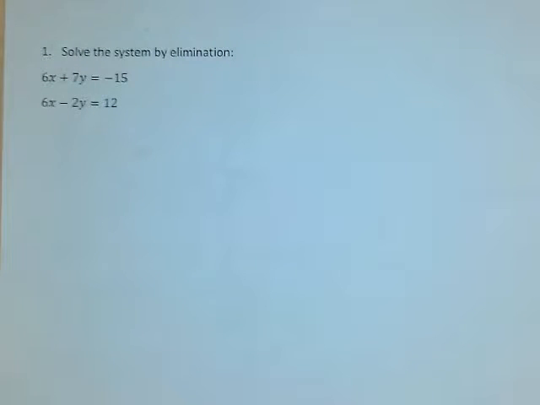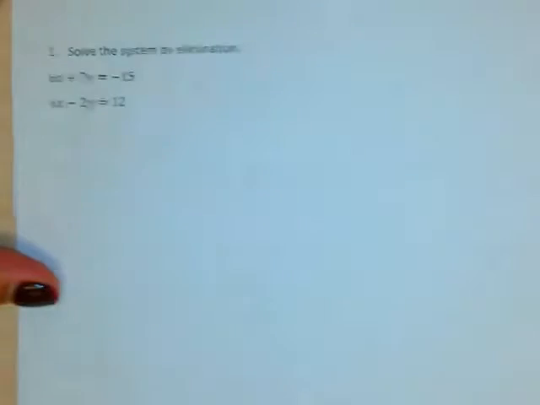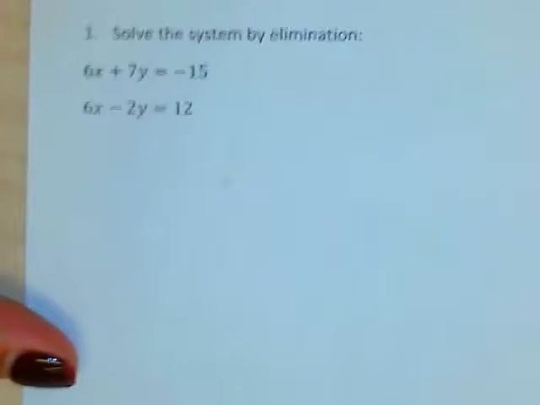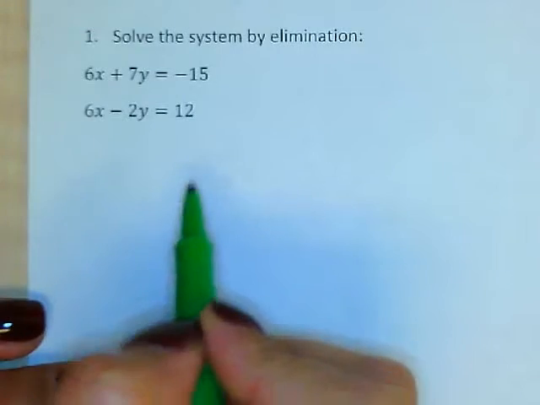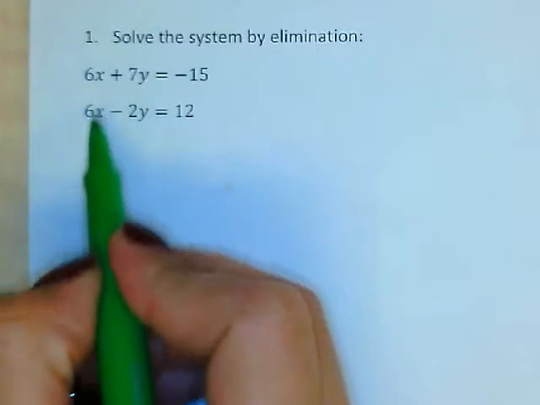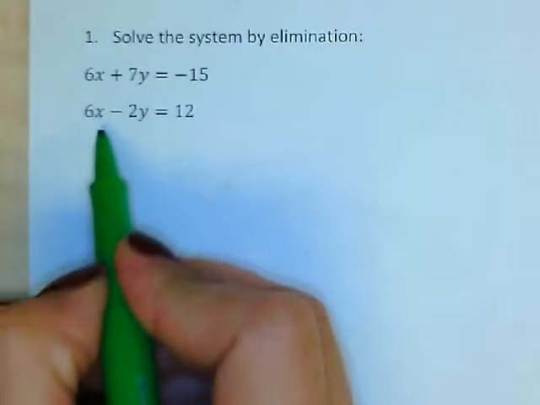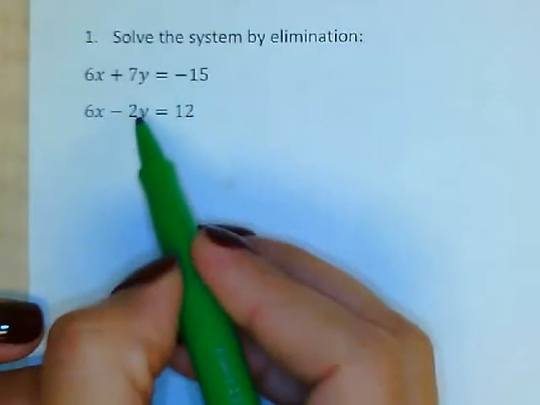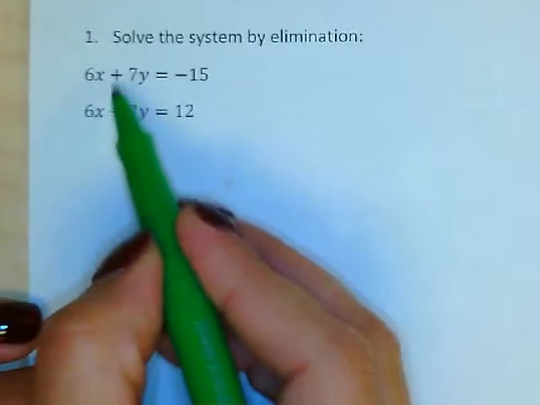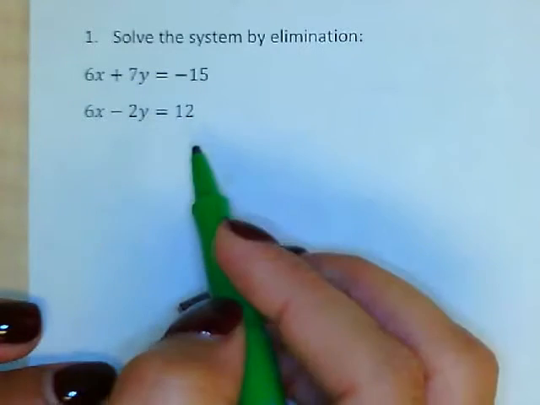We're going to solve this by elimination, and the first thing we're going to do is scan both equations and see if any of those can be eliminated right away. I see the x's are both the same number, but they're both positive, so they cannot be eliminated. The y's are different coefficients, even though they already have a positive and a negative.